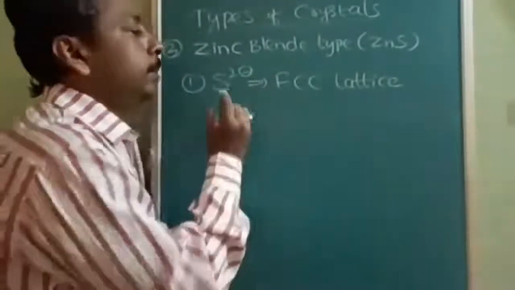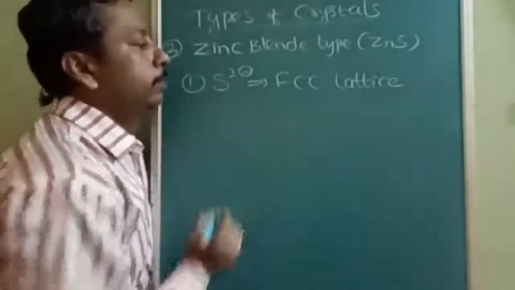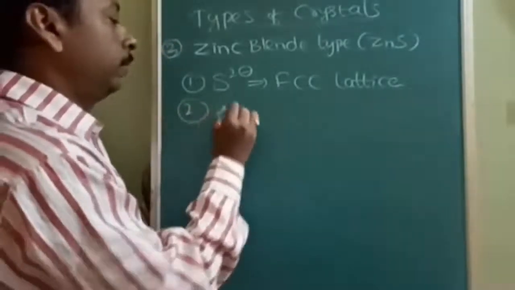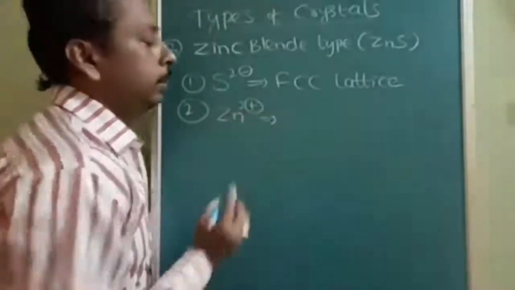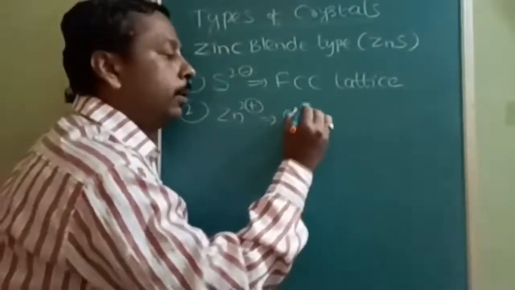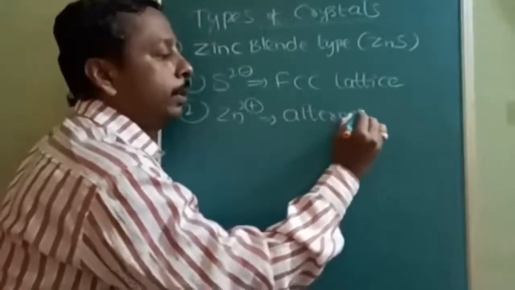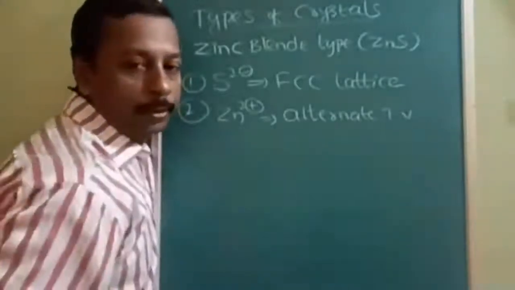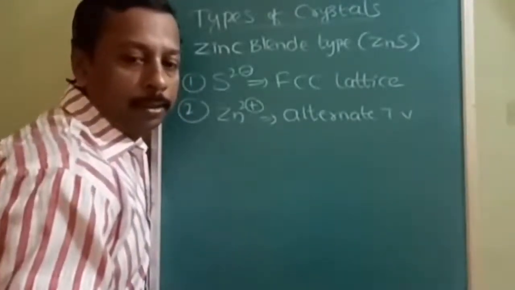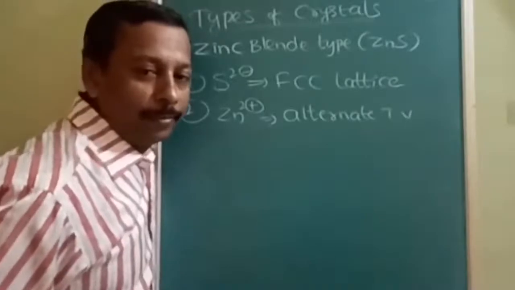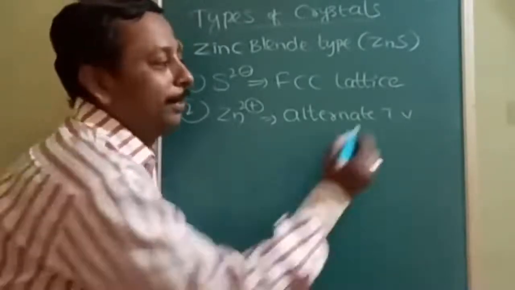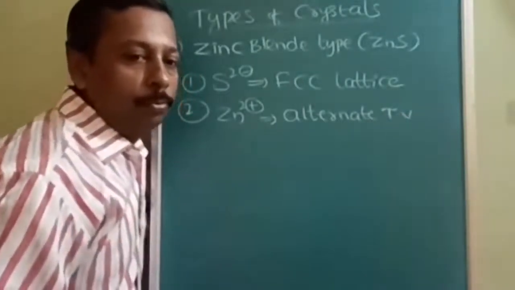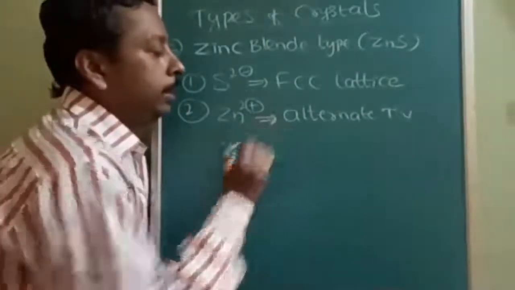S2 minus forms an FCC lattice. And who is the second one? The second one, Zn 2 plus. Zn 2 plus occupies alternate tetrahedral voids. See, here the word alternate is the most dangerous word in the world. But here it won't affect you much. Understood? So Zn 2 plus occupies alternate tetrahedral voids.